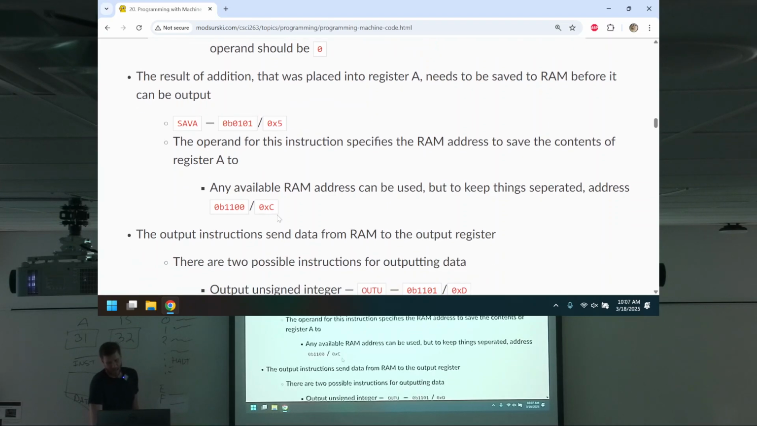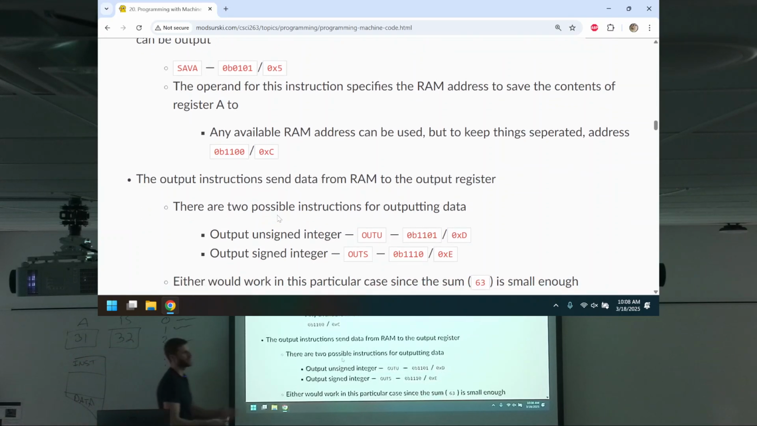So, okay, save A. So the operator hex digit is 5. Why? Because that's what we made it. Because it was halt 0, ADD A, load A, load B, save A, save B. So yeah, 0, 1, 2, 3, 4, 5 is save A. 6 would be save B.